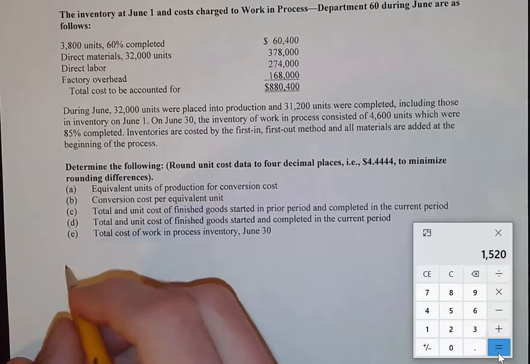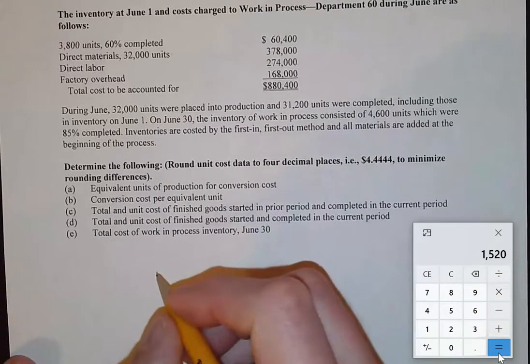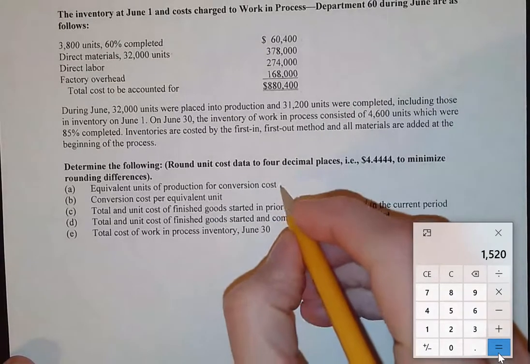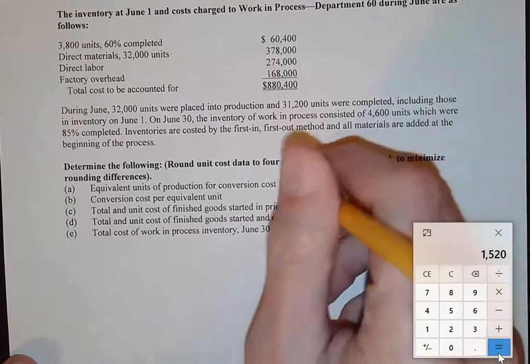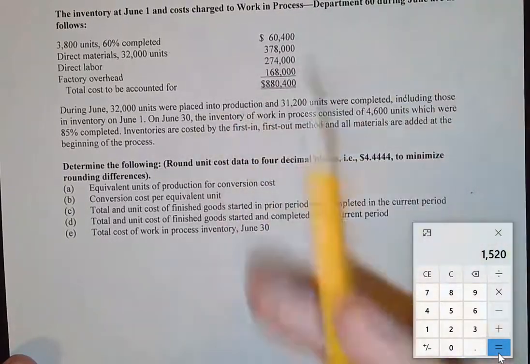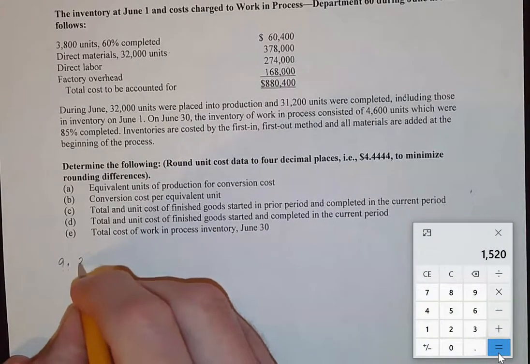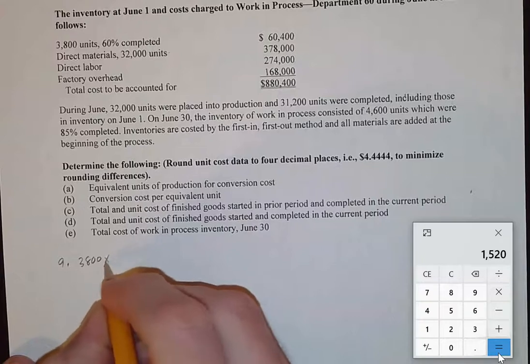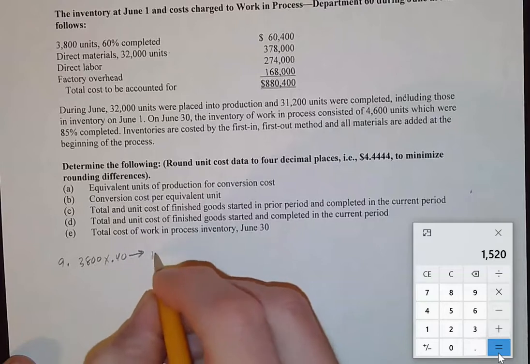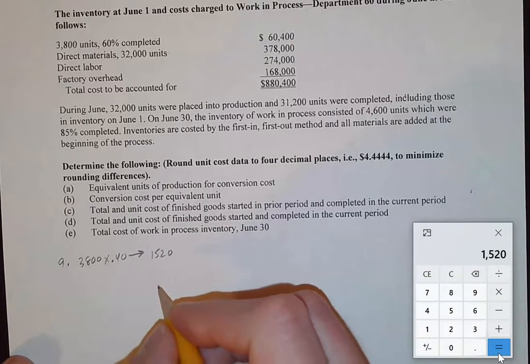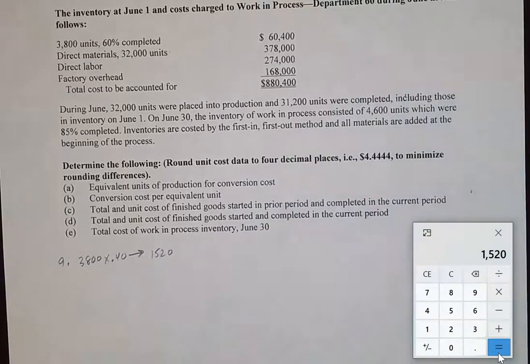1,520 units. Okay, so let's see, how do I want to do this? You know what I think I'm going to do to save a little bit of space? No, I'm not doing that. I changed my mind already. A is going to be 3,800 times 0.40, and that's going to give us 1,520 units from beginning inventory as to conversion that were completed in the period. All right.